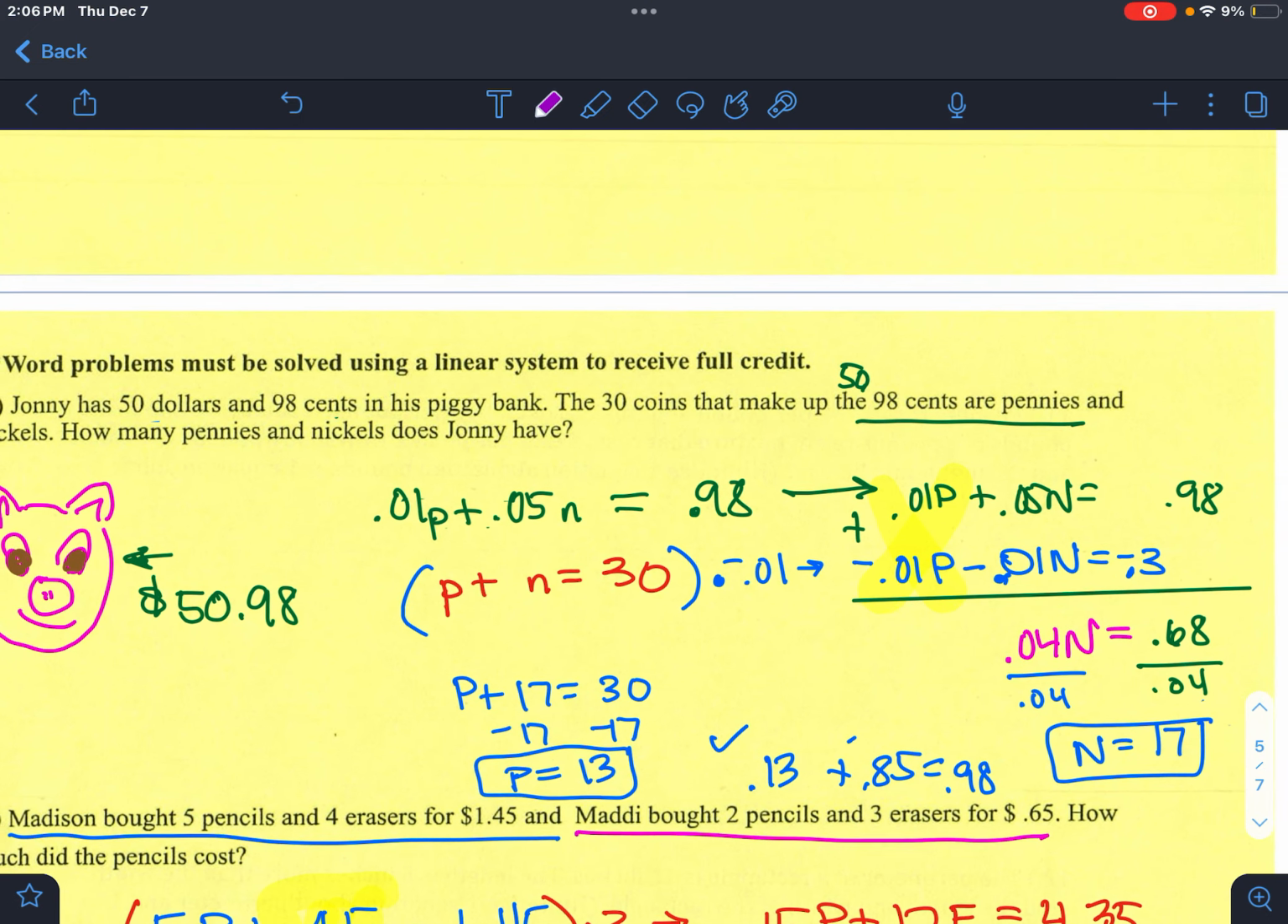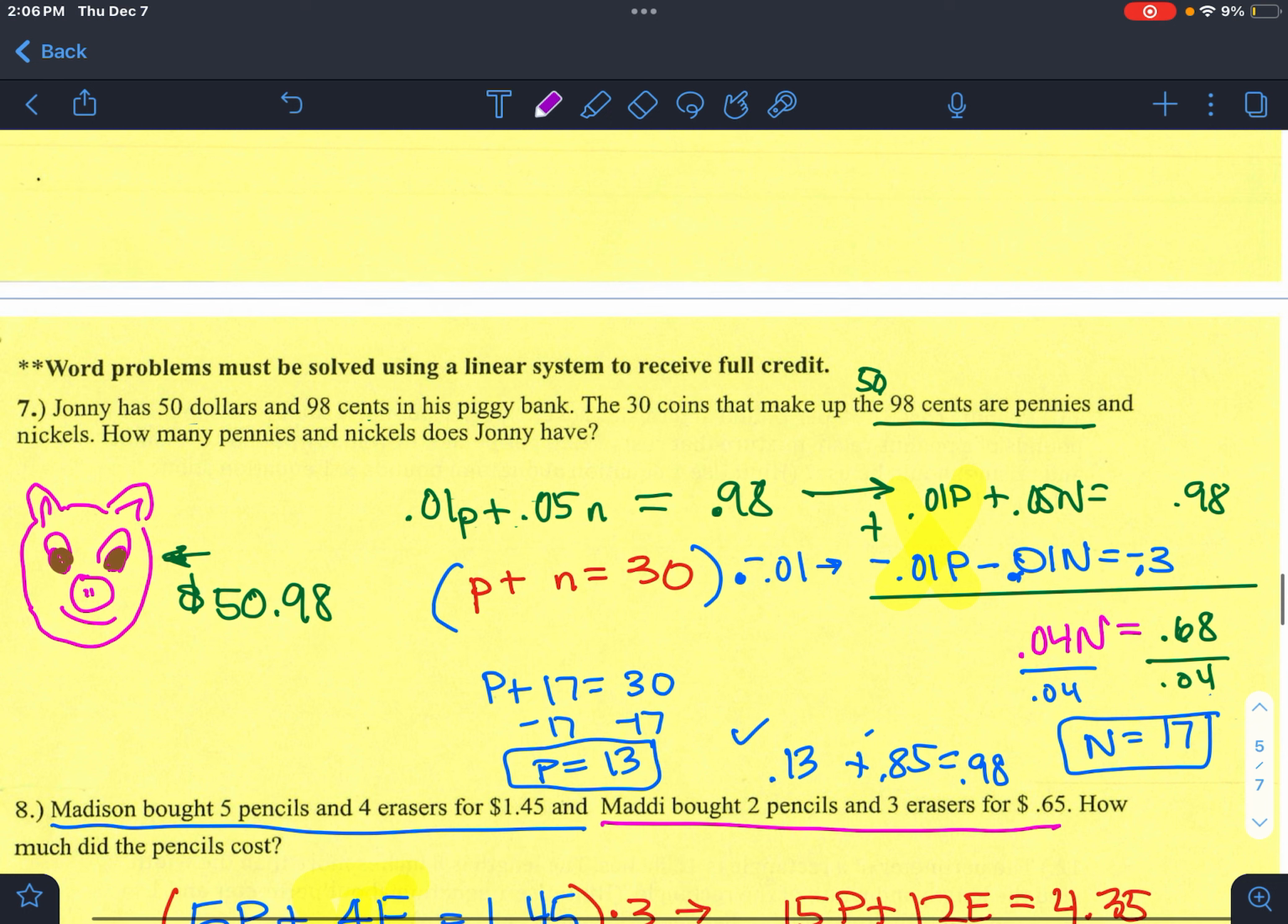On number 7, we have Johnny has $50.98 in a piggy bank. And we're just solving for the 98 cents here, right? Made up of nickels and pennies, for a total of 30 coins. We do one on quantity, that's what this one is. And then we do one on total value. The value of a penny is 1 cent, the value of a nickel is 5 cents, and the total value they told us.